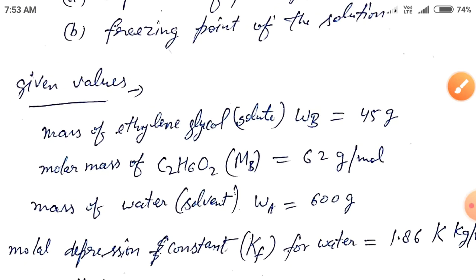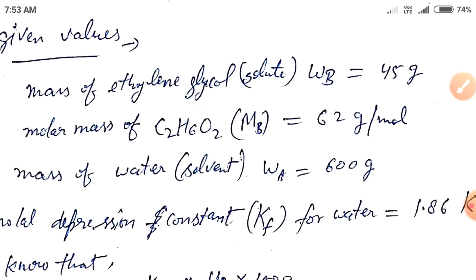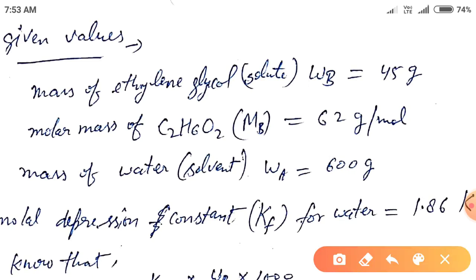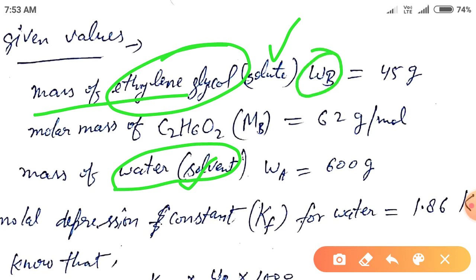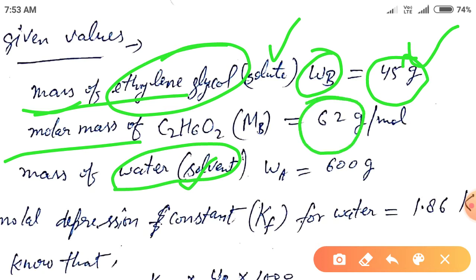First we write the given values in the question. First thing, the mass of the ethylene glycol: ethylene glycol here acts as a solute and water acts as a solvent. That is the WB. WB, mass of the ethylene glycol, is 45, already given in the question. Molar mass of the ethylene glycol is 62 grams per mole.